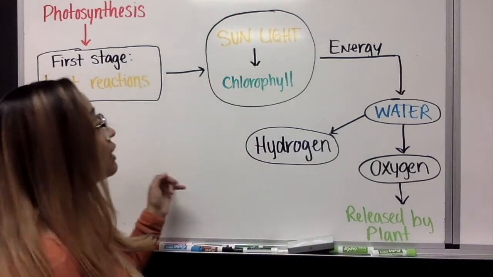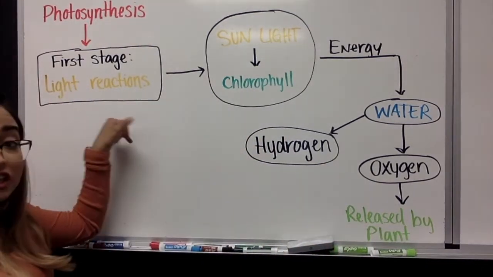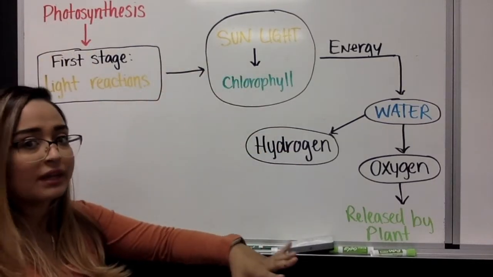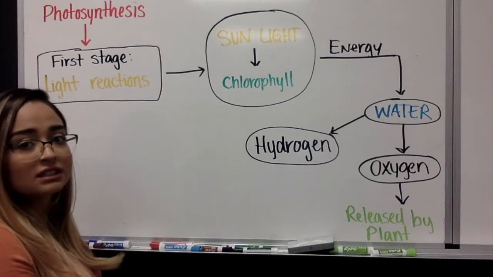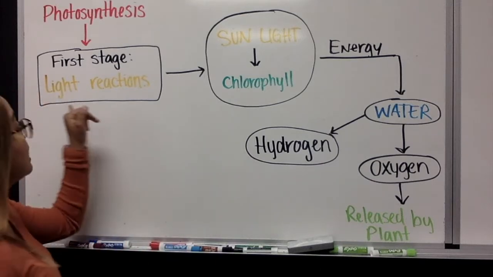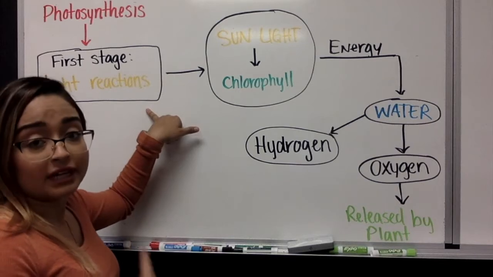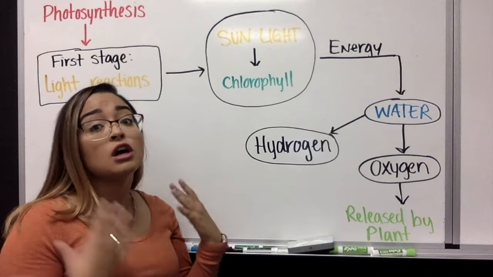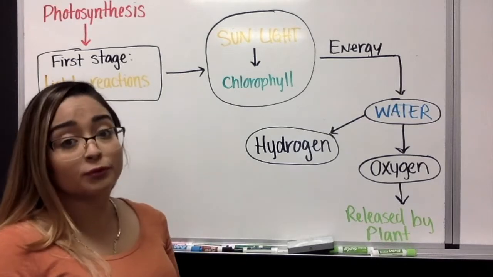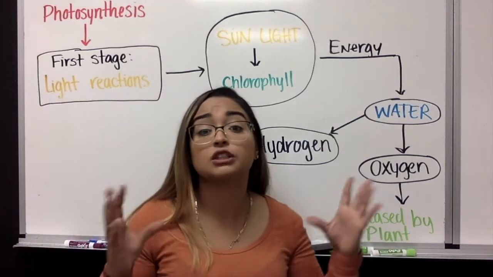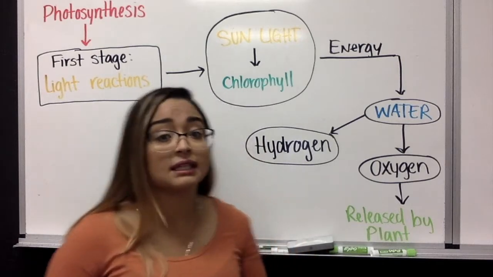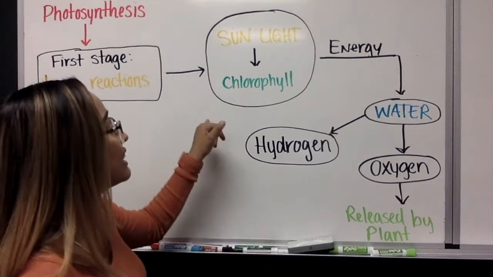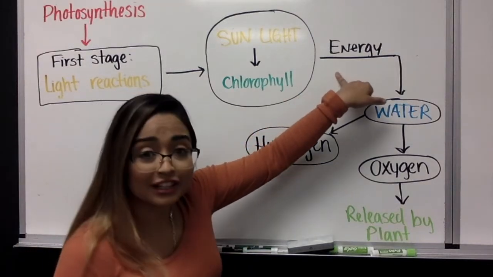Okay? Now, so it starts off in the first stage. This is all photosynthesis, by the way. It's just the name of the process, okay? So it's called the light reactions. So this is when sunlight enters into the chlorophyll, and like we had mentioned before in our keywords, the chlorophyll is a green pigment in the plants. So it is absorbed by the chlorophyll, and then it is turned into energy.